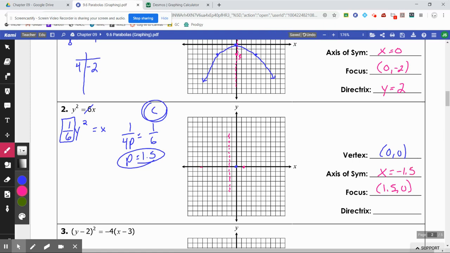That's your directrix there. X equals negative 1.5. Your axis of symmetry will pass through your focus and through your vertex. It's going to be a horizontal line, so it'd be at y equals 0. So there's all the different parts, and the only point right now that you have on your parabola is your vertex. So to find other points on the parabola, you've got to be careful with this.